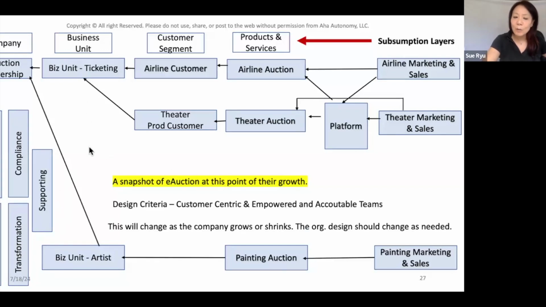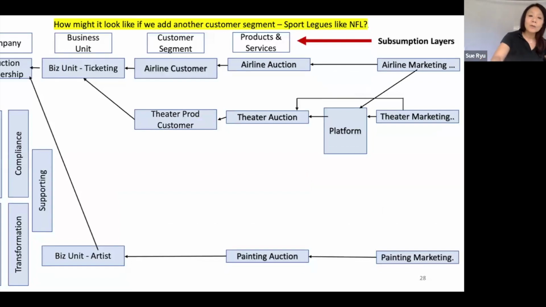I also want to point out that when we grow and become agile, the organizational structure also has to be dynamic, depending on what stage your business is at and other things. For now, this is a snapshot of this e-auction company at this point in time. I also want to complicate this a little more, so that you can really see how subsumption architecture can be applied.